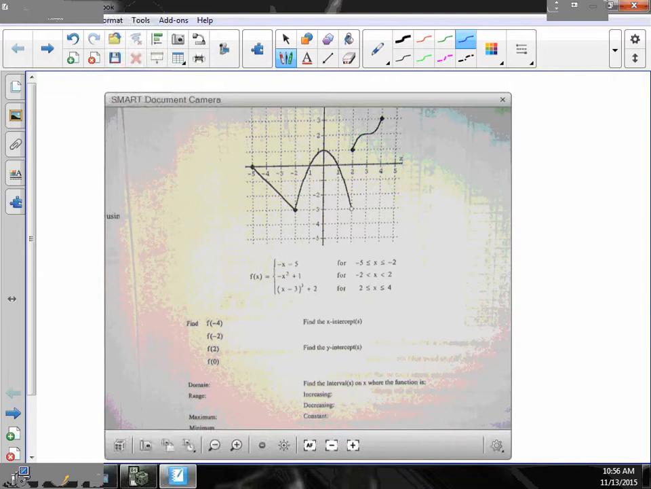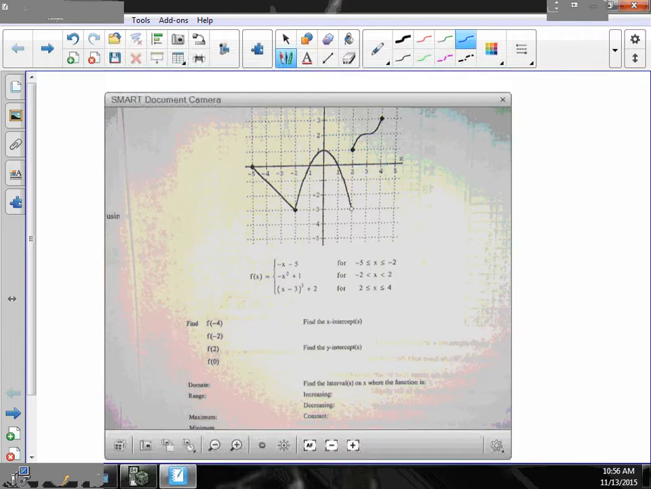It has 3 x-intercepts. What are they? -5, -1, and 1. How many y-intercepts does it have? Just 1, and it is y equals 1.